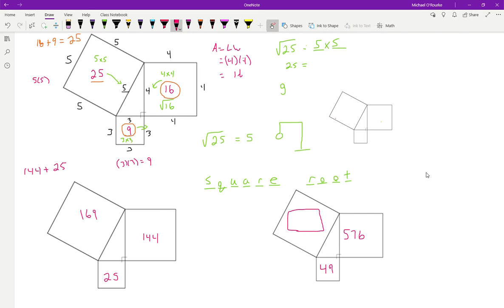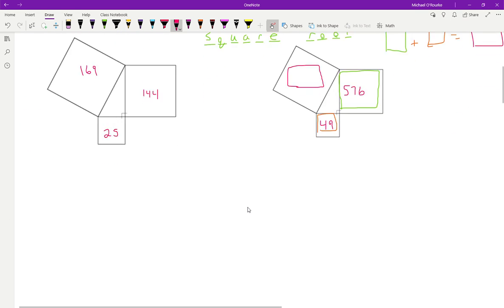So remember, to find the big square, we add the 2 small squares. So if I were to draw this one, in this case, it's small square plus small square equals the big square. Okay? Let's do one more, and then I'll make another leap of faith here.